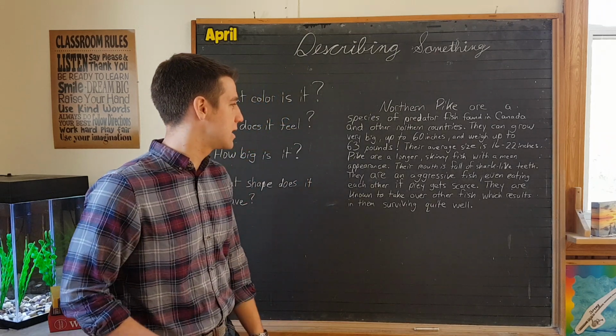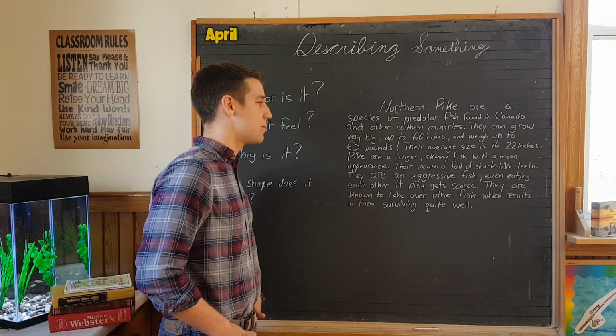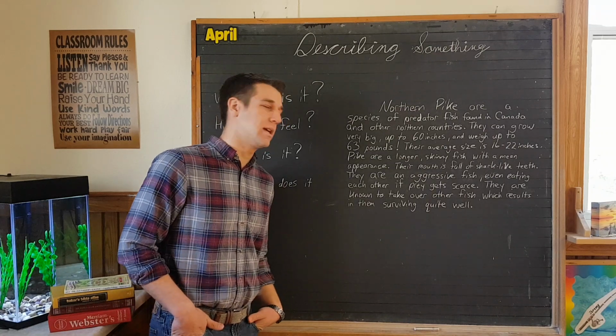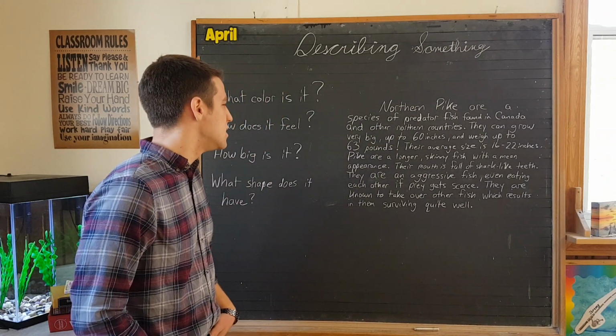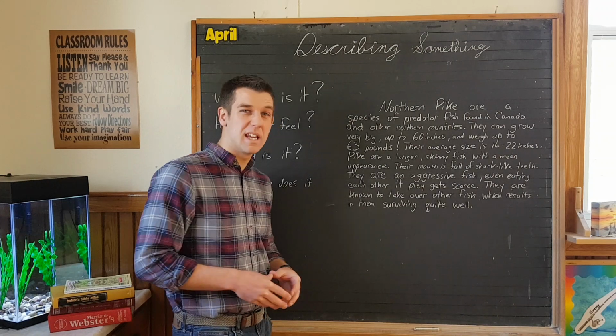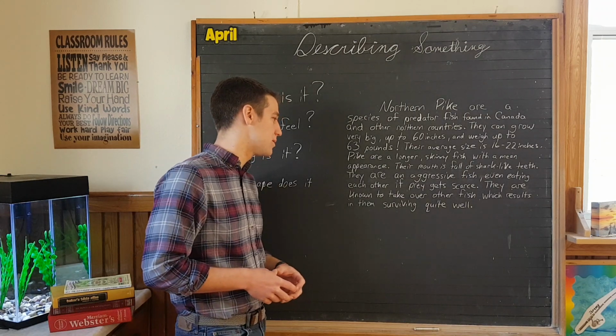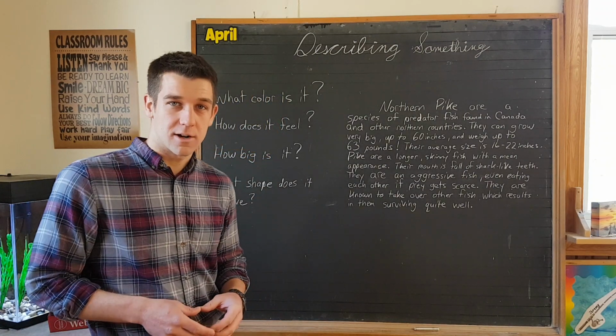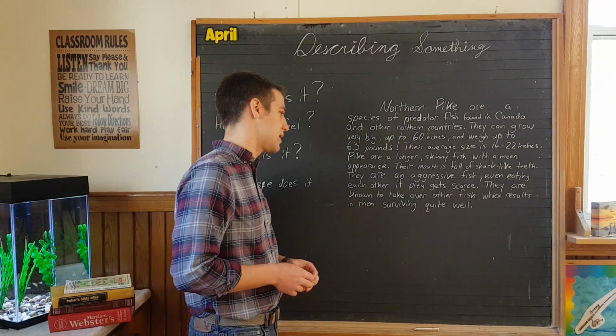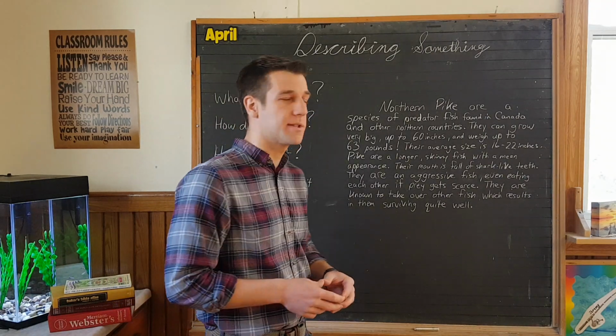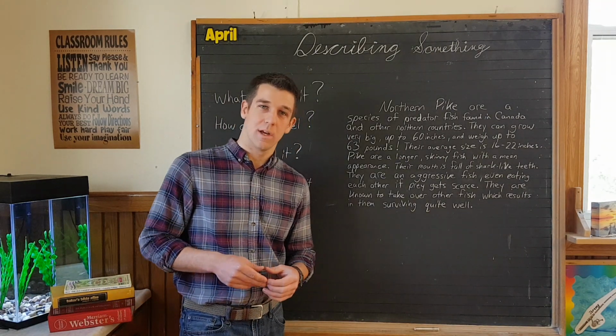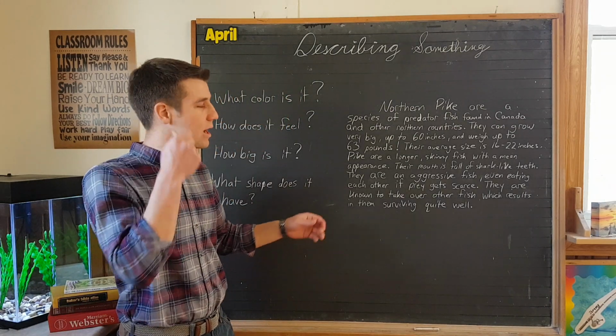Pike are longer, skinny fish with a mean appearance. Their mouth is full of shark-like teeth. They are aggressive fish, even eating each other, cannibalism, if prey gets scarce. They are known to take over other fish, which results in them surviving quite well. So right there is a short description of northern pike.